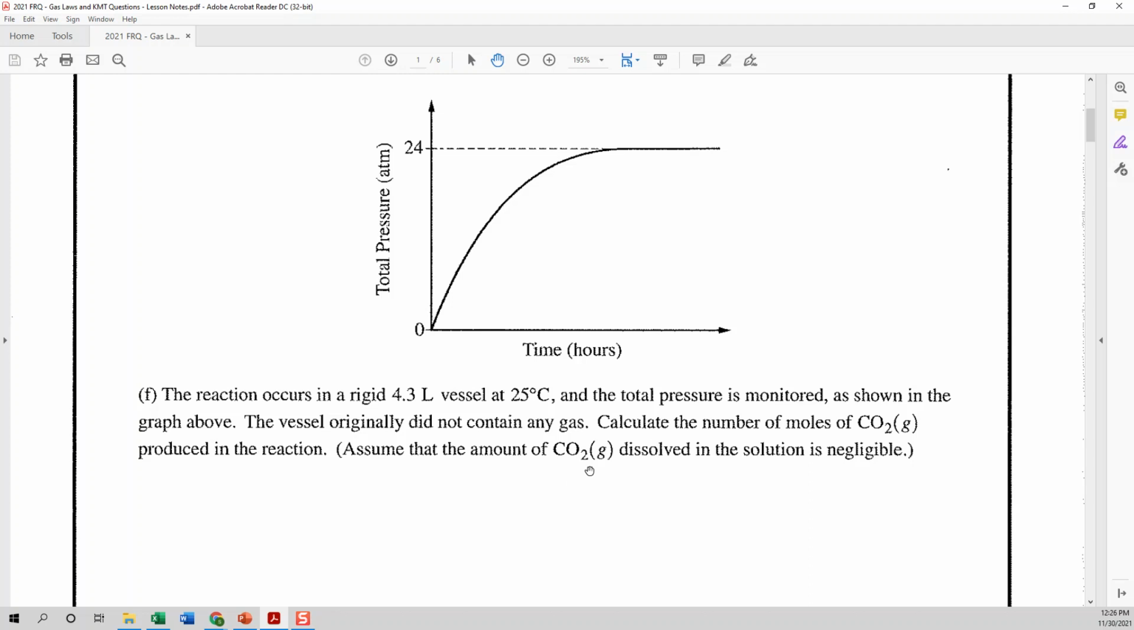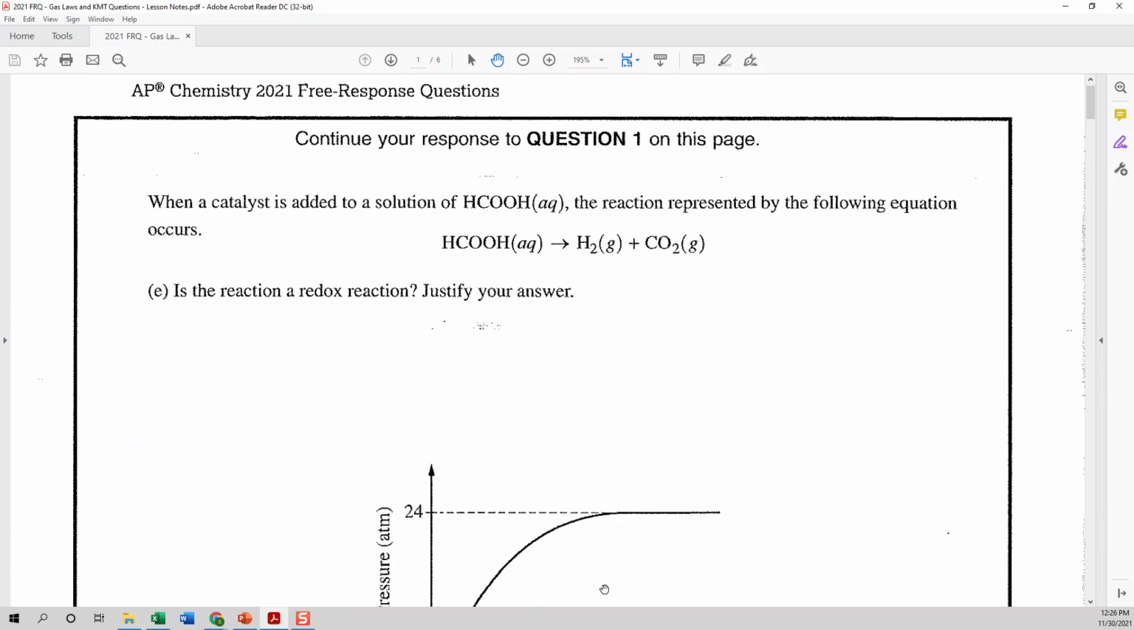So CO2 sometimes does dissolve. Obviously, like you can have carbonated beverages and stuff. So CO2 does dissolve in water a little bit. So we're assuming that none of the CO2 dissolved. All right. So a couple things to look out for. Notice that this total pressure is not just the pressure due to CO2. It's due to the pressure of CO2 and H2. And what you really need to notice is that they are produced in a 1-to-1 ratio, 1-to-1. So that means this pressure, the 24 atmospheres, is half due to the hydrogen and half due to the CO2.